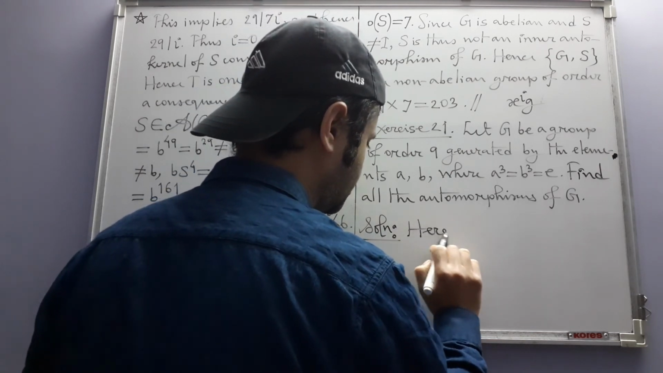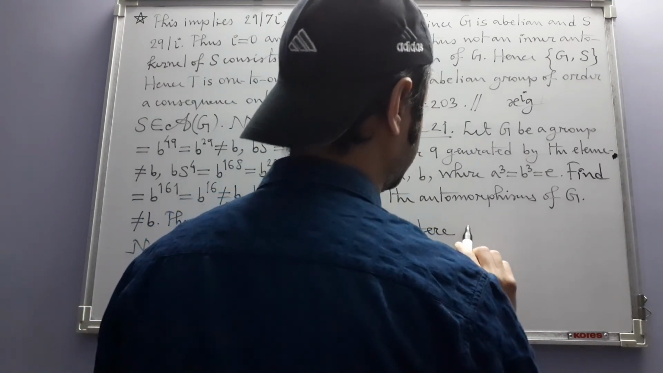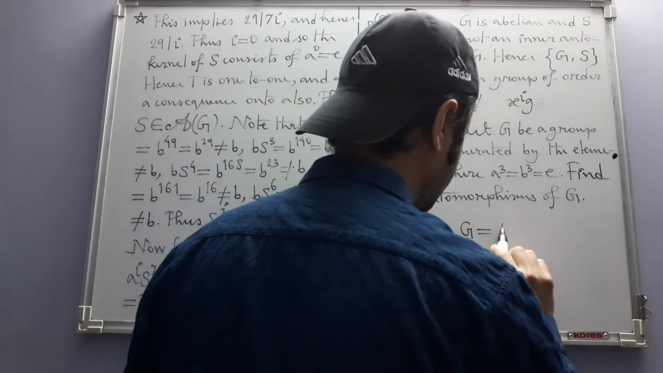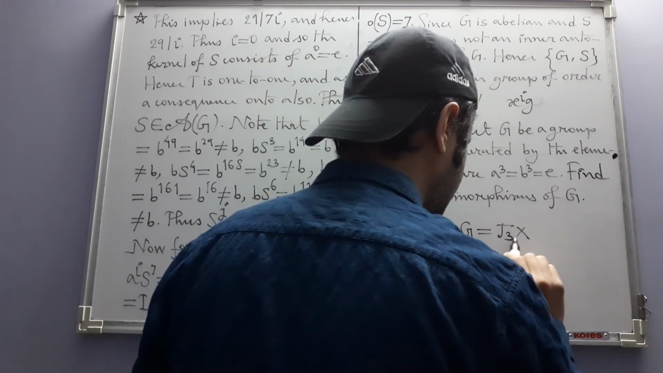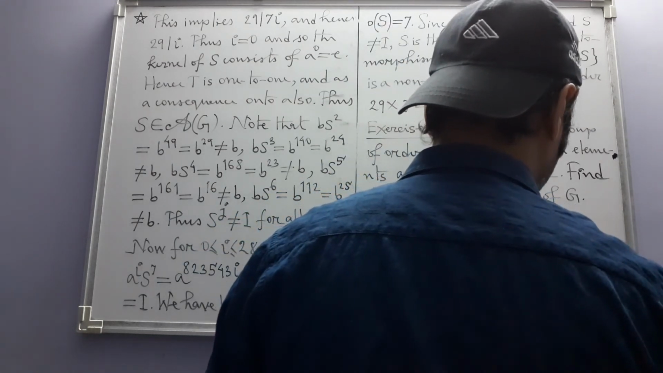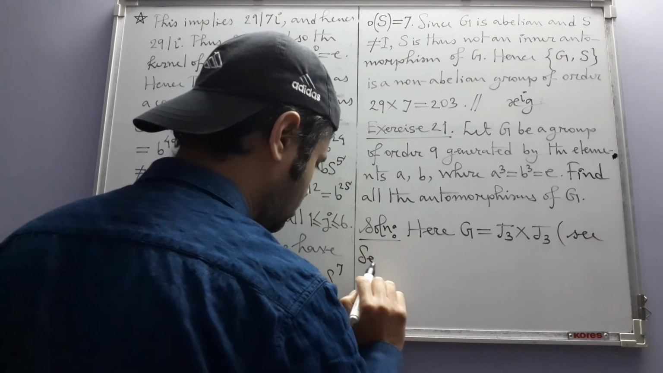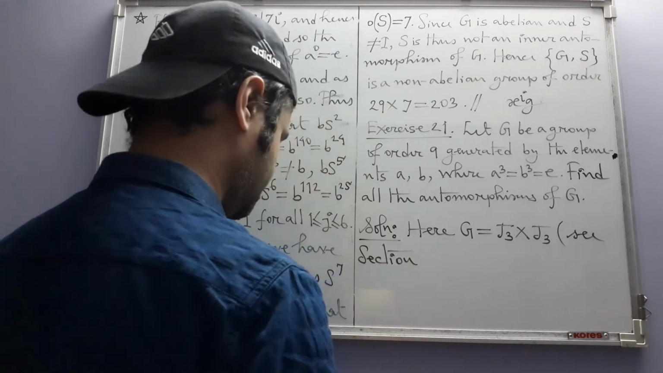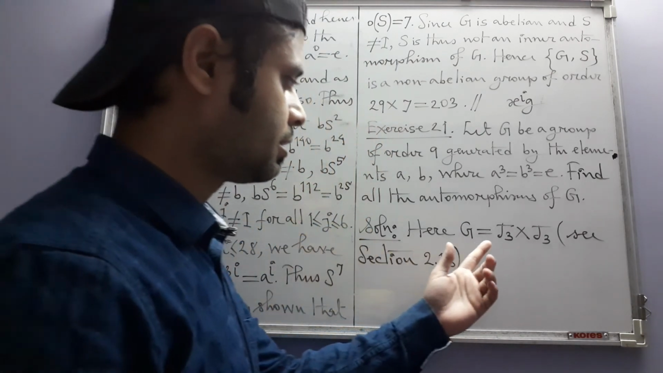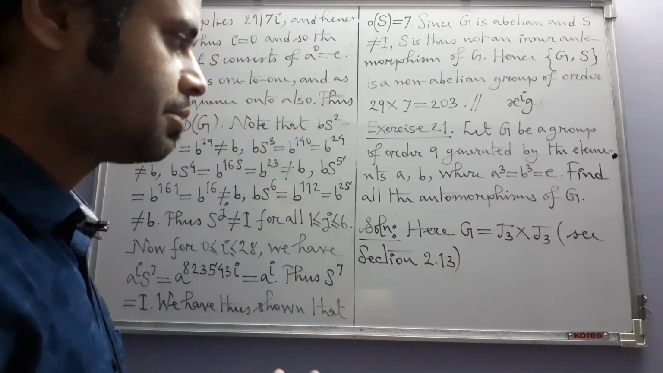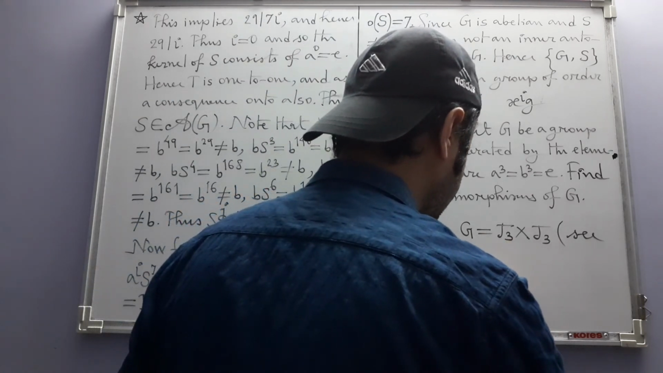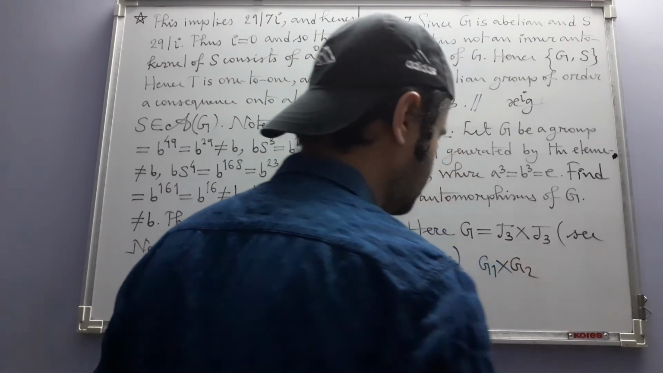Here, now I am directly going to write what the group is, but its justification will have to wait, because it uses something from this book itself, which however is available much later. This section 2.13. So it turns out that this group is nothing but J3 cross J3. Let me tell you in this situation what J3 cross J3 is, or in fact, what is the meaning of the Cartesian product of two groups.